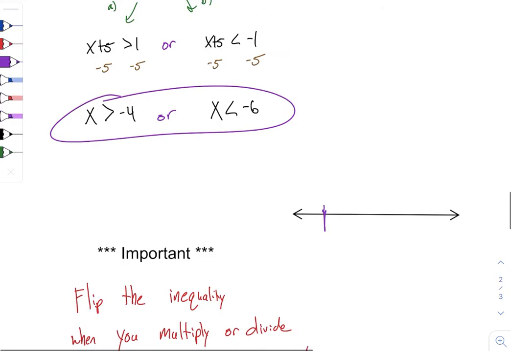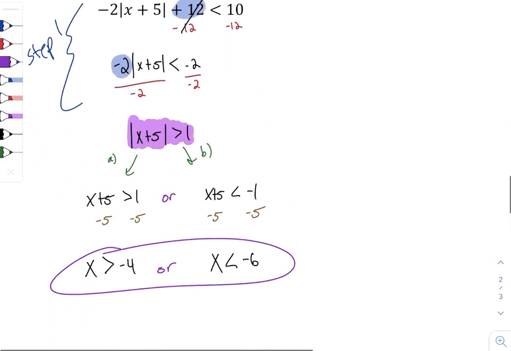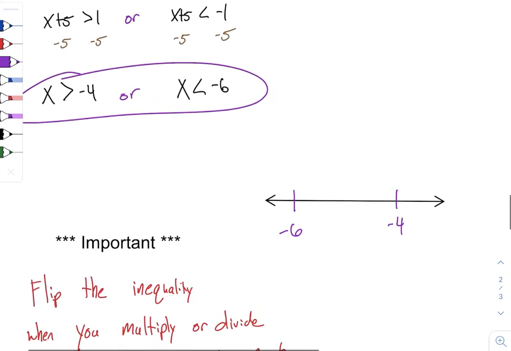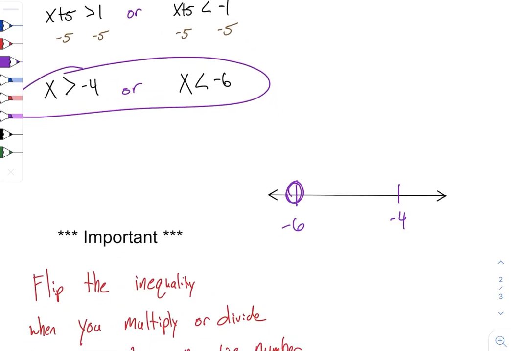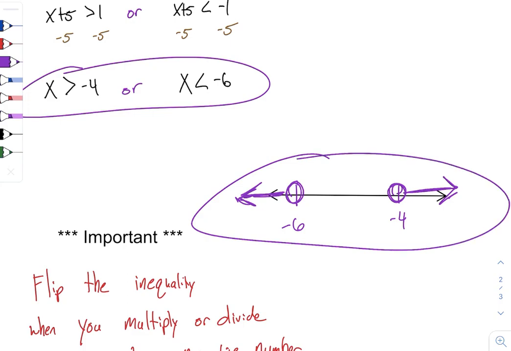And then you want to graph it. In this case, if you want to graph, you just take the small number, put it on the left, the big number, put it on the right. In this case, it's not or equal to, so it's going to be an open circle instead of a closed at those points. And then when it's an or, it's usually going to point in opposite directions. Less than negative 6 means less than's going to the right. Greater than negative 4, less than goes to the left. Greater than goes to the right. And we have our graph. And that's our answers.